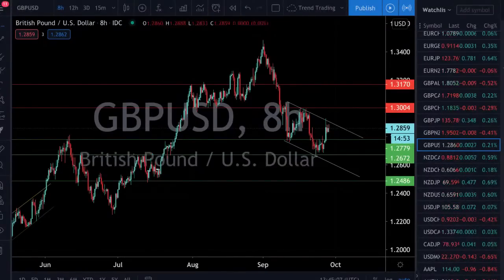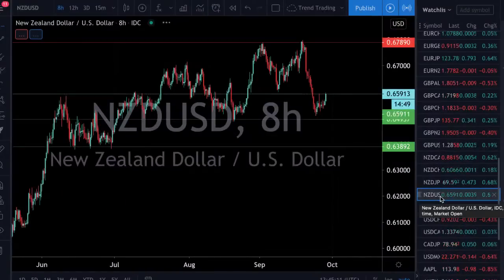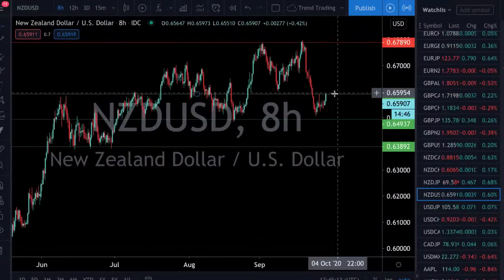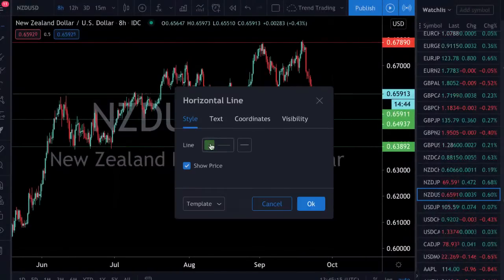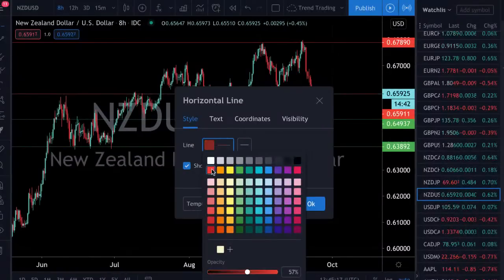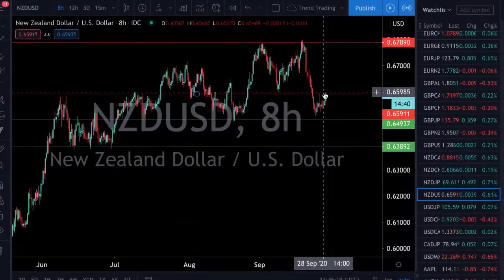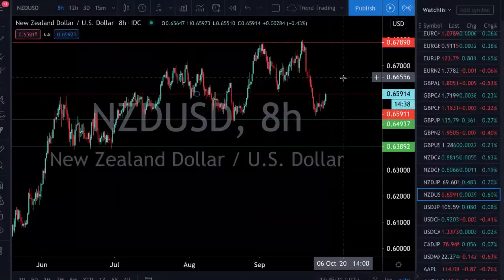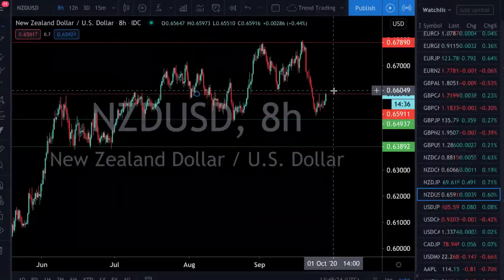All right, let's keep going over here. New Zealand dollar, US dollar. New Zealand dollar with the risk on is bid today. Look at this. This is resistance. I have it marked as green. That should be red. And the reason I say that is because getting above here, that opens up some beautiful trades on the New Zealand dollar, US dollar.